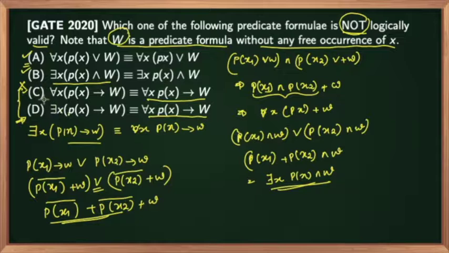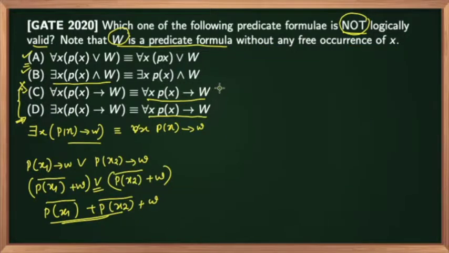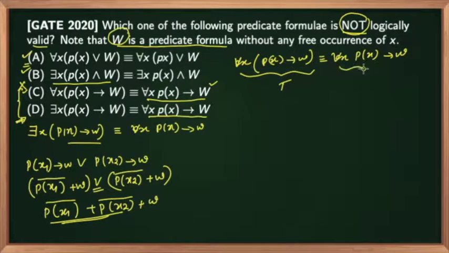Now we are claiming that C is wrong. Let's see. Now we want to prove that the choice C is invalid, right? So that's for all x, P of x implies W, compared with for all x, P of x implies W. So basically I have to say that if this side is true, I should be able to prove this side is false, or vice versa. I have to say this side is false and this side is true, right? The existential truth is same like this. Then I can say that these two are not equal.